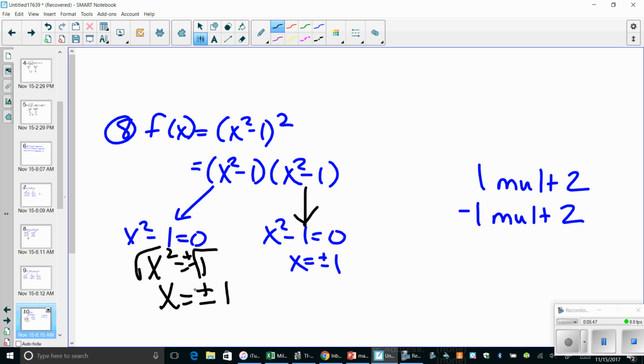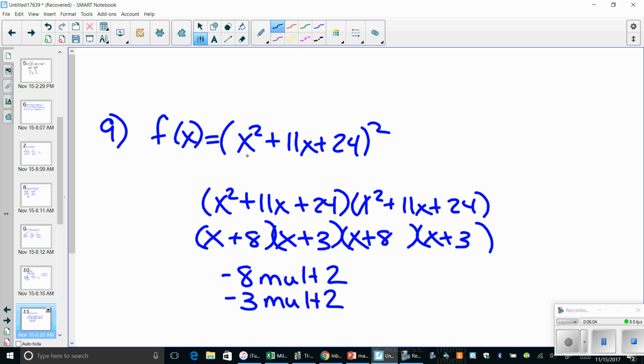And if the solution over here is positive and negative 1, then the solution over here, which is the exact same equation, would also be positive and negative 1. So you end up with 2 positive ones and 2 negative ones. So 1 has multiplicity of 2 and negative 1 has multiplicity of 2. So the answer to number 8 is C.